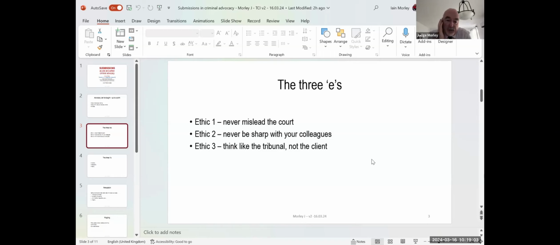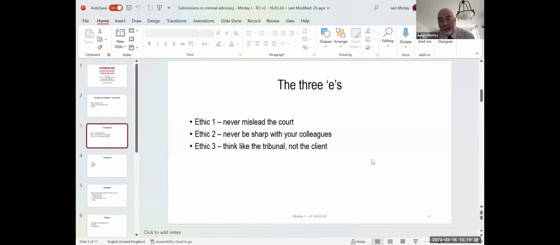The second ethic, of course, is never be sharp with your colleagues. You are colleagues. It's an honorable profession. Please always behave well with one another. You don't try to get ahead of one another by bamboozling, obfuscating, tripping up, saying you'll do one thing, doing another, saying you'll not do a thing, then doing it. You behave honorably. And the reason for that is the tribunal will work out if you have not been behaving honorably and sensibly and you're being sharp with your colleagues. And tribunals don't like that.